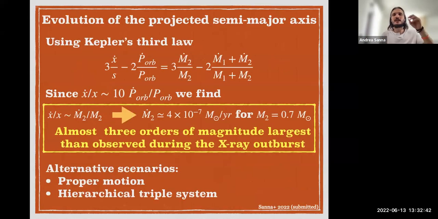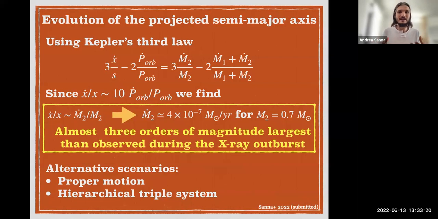I go very quickly. If you take Kepler's third law and derive this as a function of time, we can put together how quickly the orbital separation is varying, and how quickly the orbital period is varying, in terms of how much mass you need to transfer to explain those things. It turns out that there is a discrepancy of orders of magnitude between what we predict and what we expect.